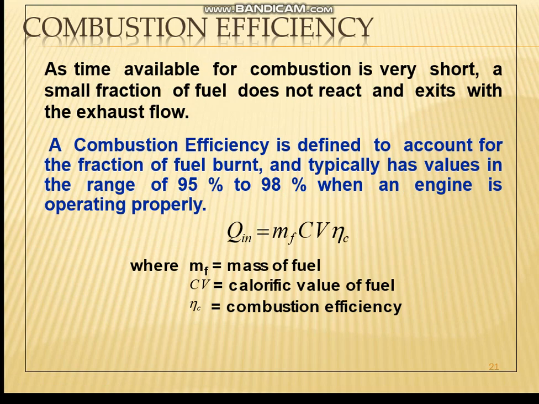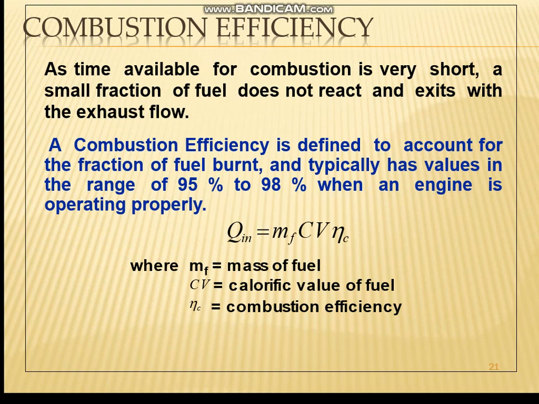Let's see the combustion efficiency first. What is combustion efficiency? We know that when the piston travels from BDC to TDC, there is compression and then the spark is ignited. So the time available for combustion is very short. A small fraction of fuel does not react and exits with the exhaust flow. It does not combust. Therefore, combustion efficiency is defined to account for the fraction of fuel burnt, and typical values are in the range of 95 to 98% when the engine is operating properly.